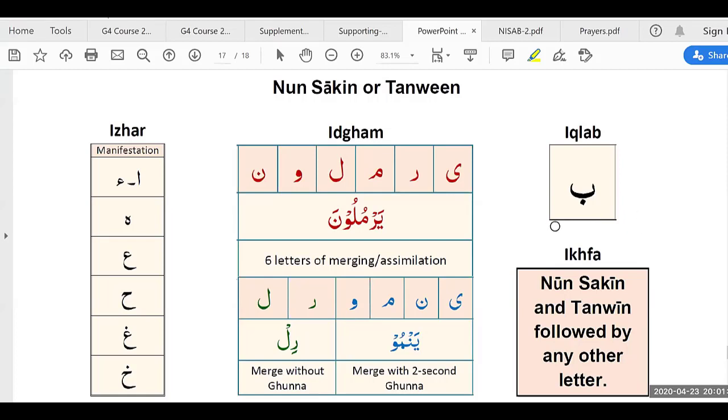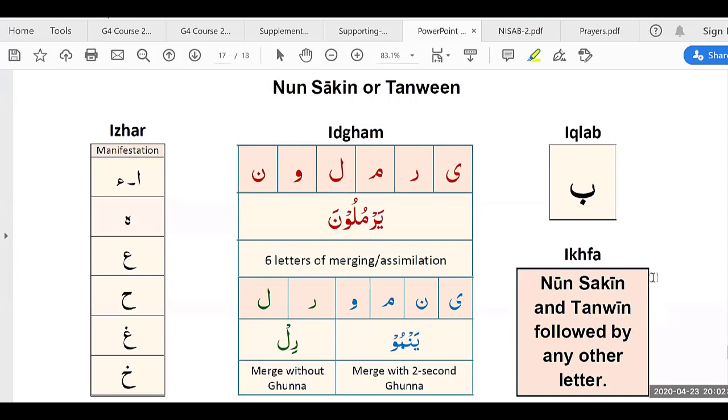And this rule will be applied if noon sakin or tanween is followed by the letter ba. So if that happens, we exchange the sound of noon sakin or tanween into mim sakin, and the sound of mim sakin should be held for 2 seconds with a soft nasal sound.